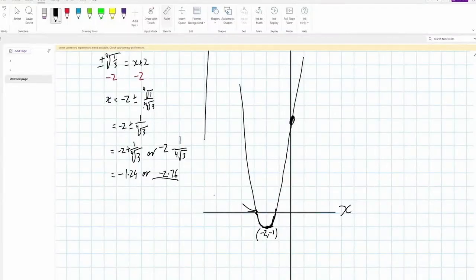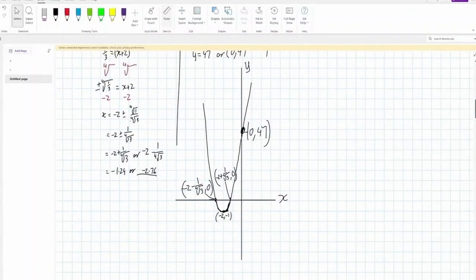So our first intercept all the way on the left there is going to be -2 minus 1 over the 4th root of 3, 0. This rolls right off the tongue, doesn't it? And then we also have -2 plus 1 over the 4th root of 3, 0. And then finally, we have all the way up here 0, 0.47. And that is how you sketch a quartic in turning point form.